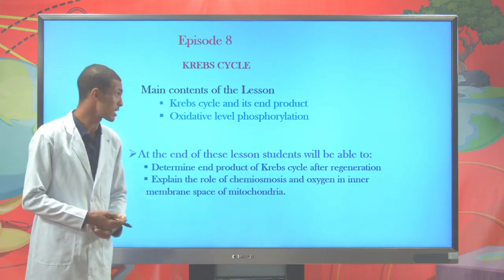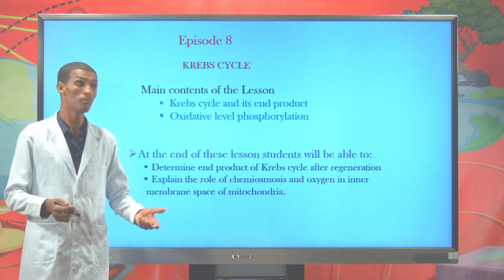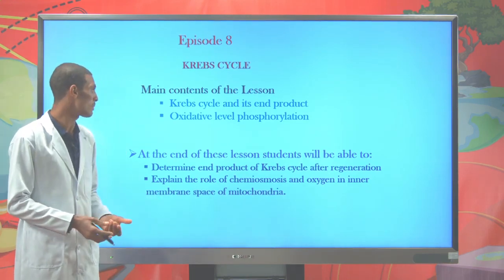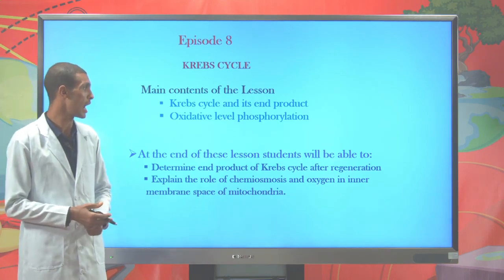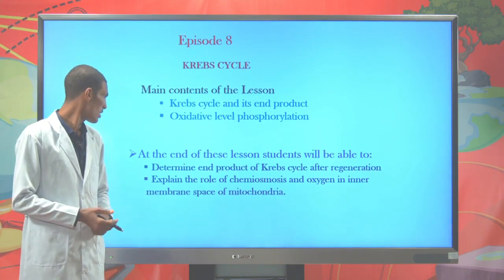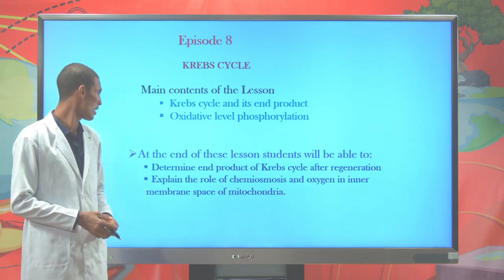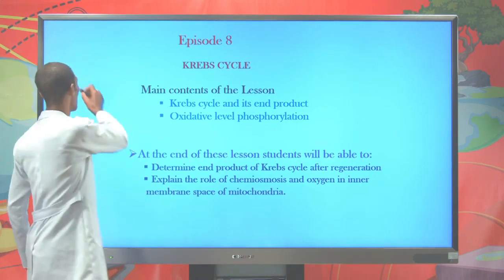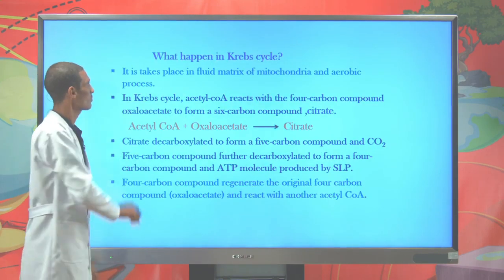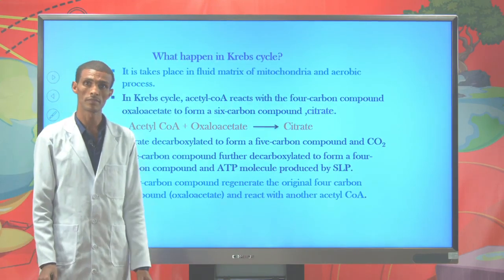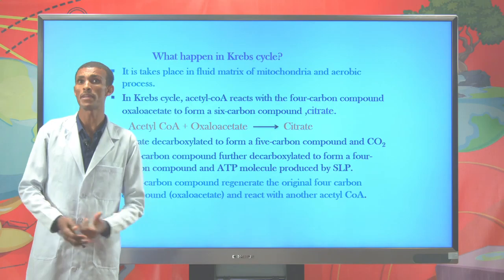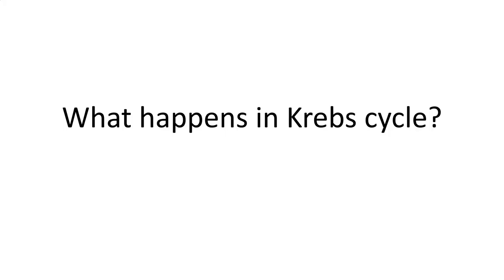At the end of this lesson, student, we will be able to determine the end products of the Krebs cycle after its regeneration, and explain the role of chemiosmosis and oxygen in the inner membrane space of the mitochondria. Student, what do you think may happen in the Krebs cycle?